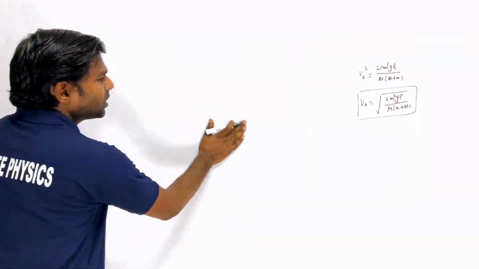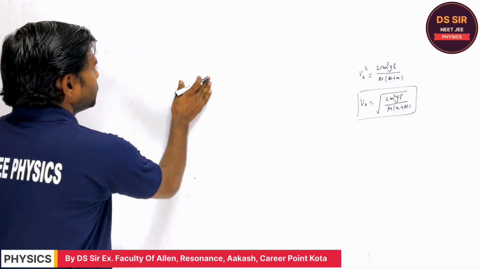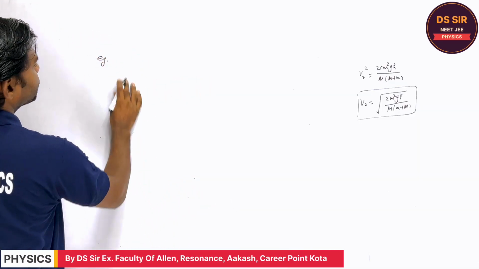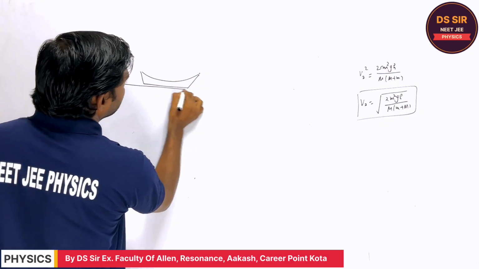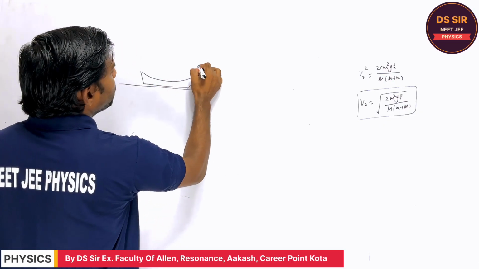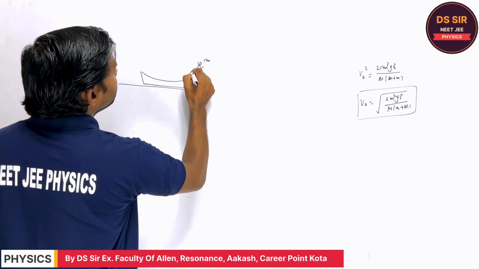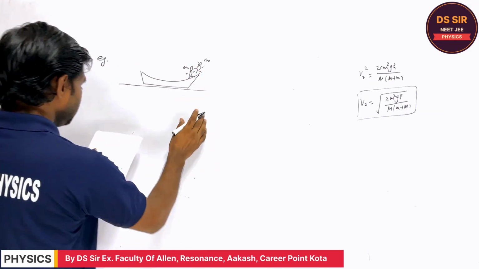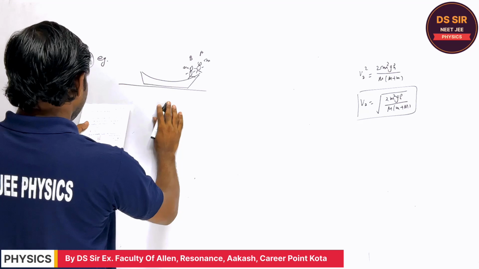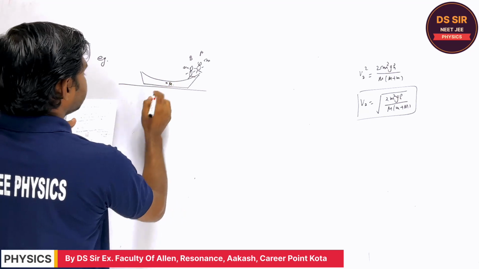So we were doing the conservation of linear momentum. Now I am giving you one illustration. Suppose there is a boat and there are two persons of mass m, and the persons are at rest. This is A, this is B, and the boat of mass M.